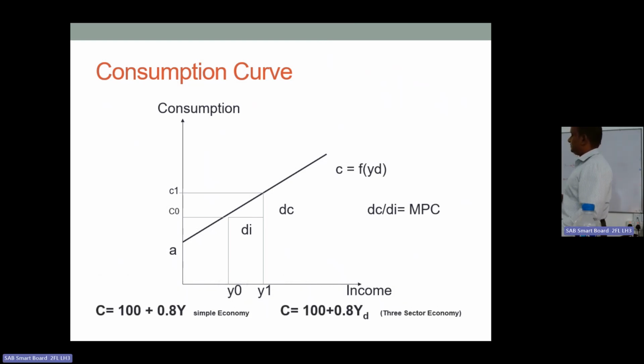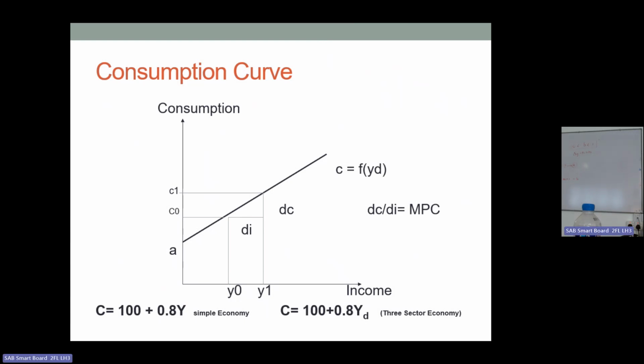Now suppose the consumption function is 100 plus 0.8Y. That is a simple economy if we assume a two sector economy. Consumption is 100 plus 0.8Y. Now the 0.8 is the MPC, the marginal propensity to consume, which is less than 1. That is 80%.